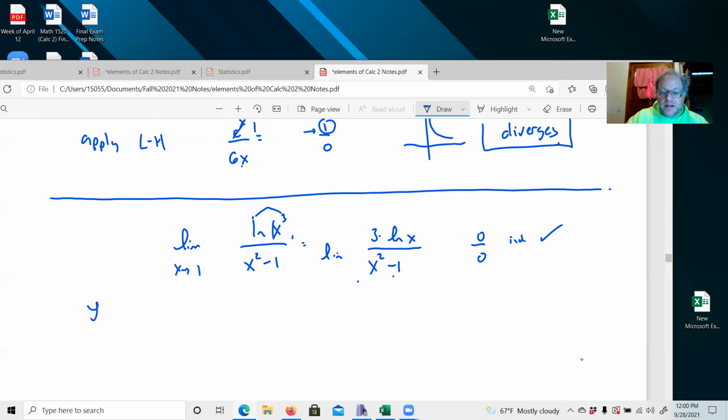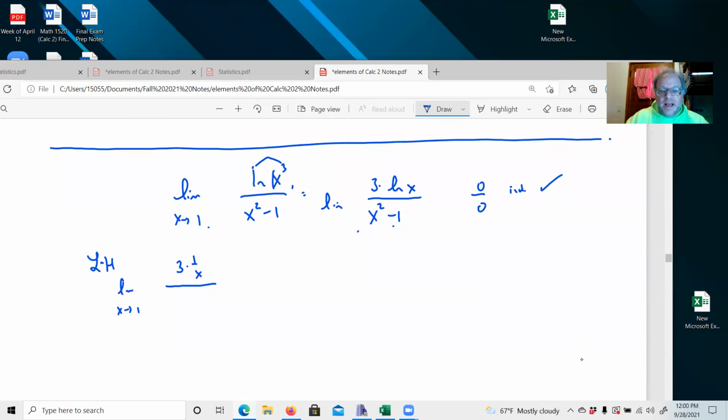Now let's go ahead and apply L'Hopital's. This is 3 times 1 over x here, divided by, this is the limit as x goes to 1, and then we have 2x, that's it. Because we take the derivative of the bottom, it's just 2x. Now, let's see what happens when x goes to 1. So we have 3 times 1 over 1, divided by 2 times 1. This goes to 3 halves.